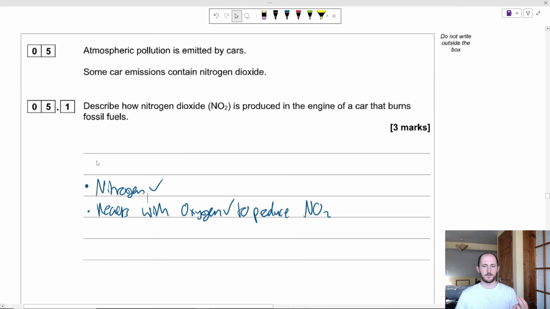Now you might be thinking, well, why doesn't it produce NO2 just in the atmosphere? And here's the key thing. What's the difference between an engine and the atmosphere? Well, the engine is basically on fire, right? There's a constant explosion going off, which means it's very hot. So the key part here for the 3rd mark is at high temperatures. So you can literally just write at high temperatures, nitrogen reacts with oxygen. That's it. That's 3 marks. Okay? Really clean and easy question there once you know the process. And again, 2/3 of the marks are just gotten from reading the chemical formula.